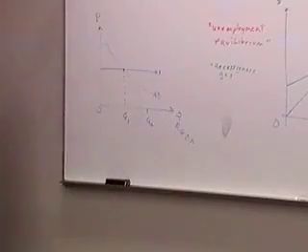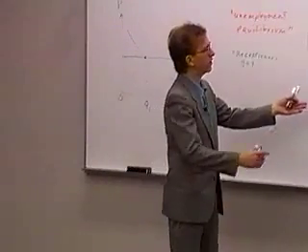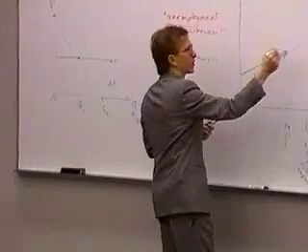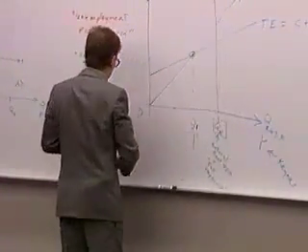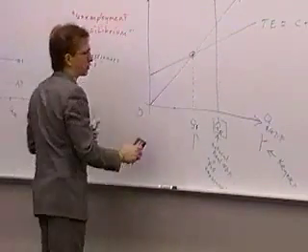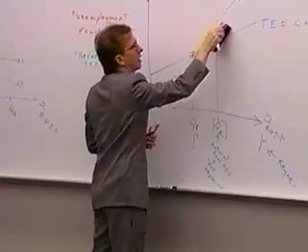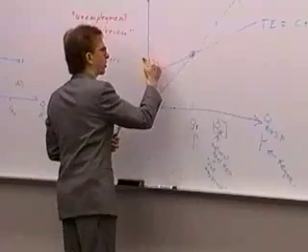Okay, now, let me see if I can show you. Let's shift this curve. Let's shift the total expenditure. And by the way, the 45-degree line never shifts, so it's just there. It remains in one spot. Let me shift this total expenditures curve upward.